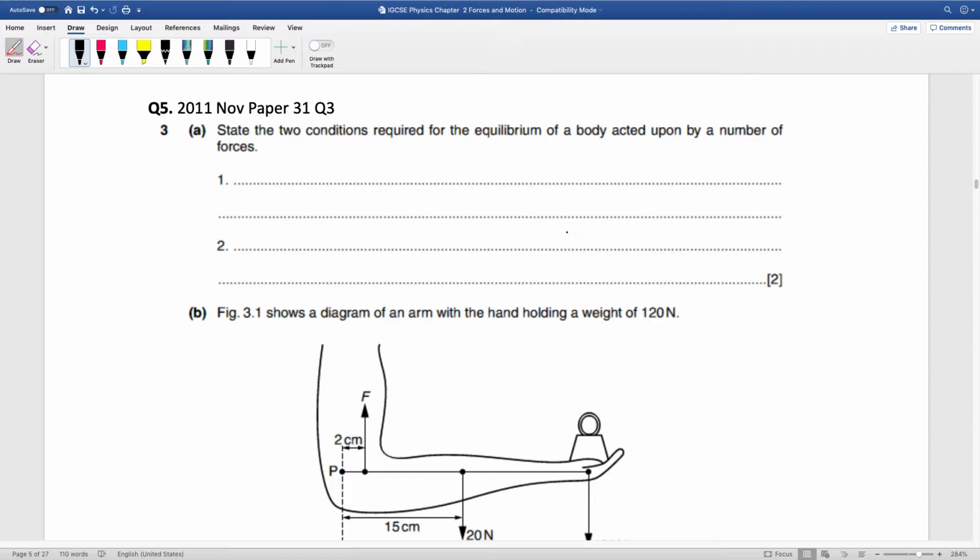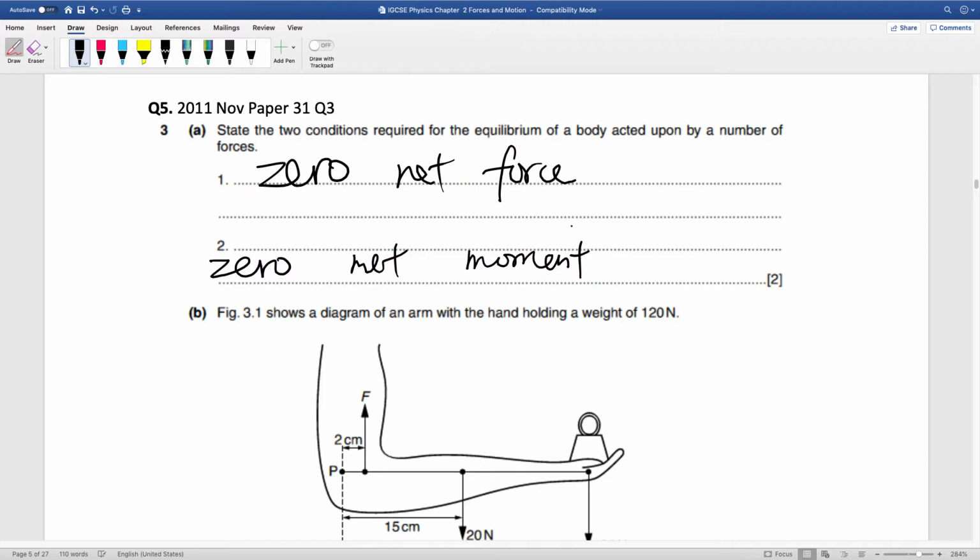State 2 conditions required for the equilibrium of an object. What are the 2 conditions? Equal moments. Equal resultant force. You should say zero resultant force, that means zero net force. And isn't it zero net moment? That's it.